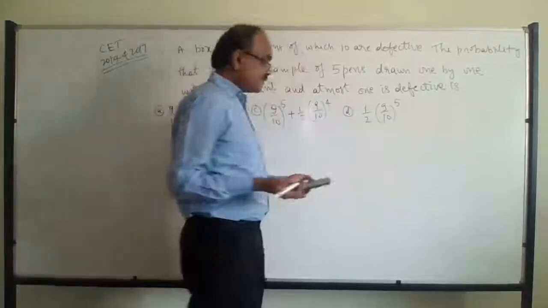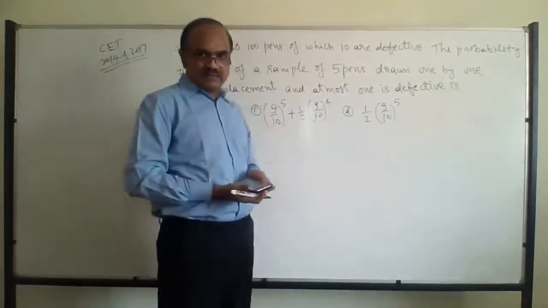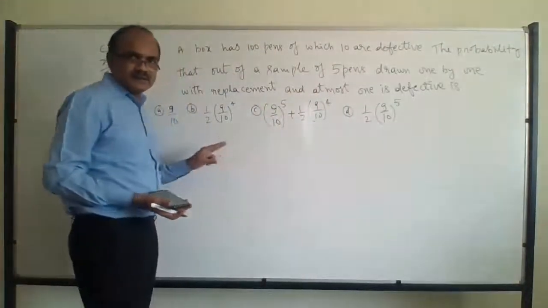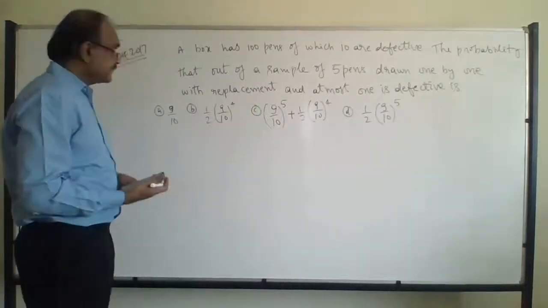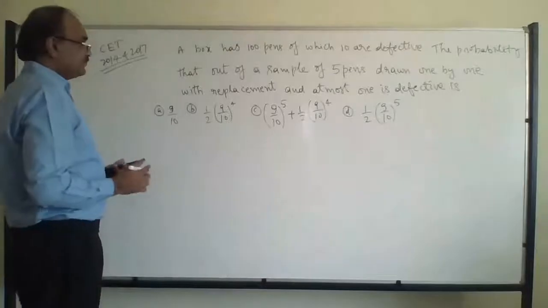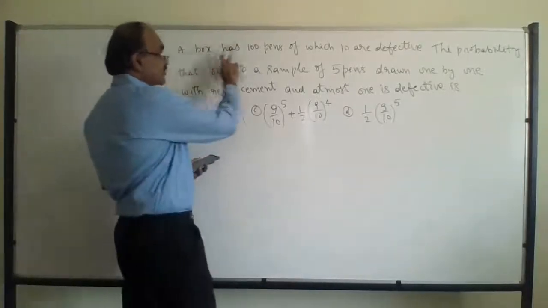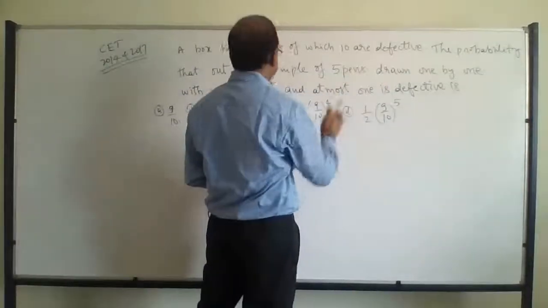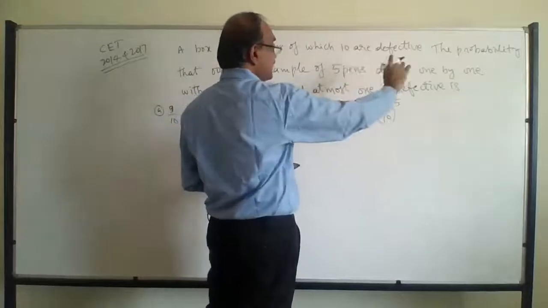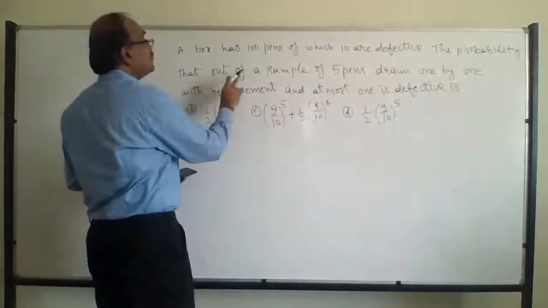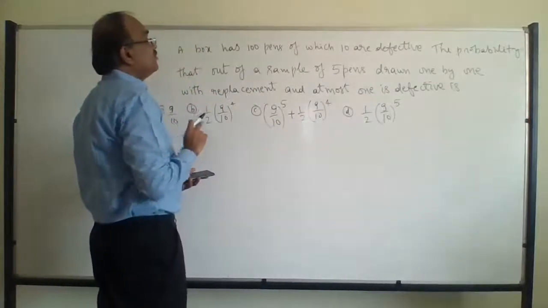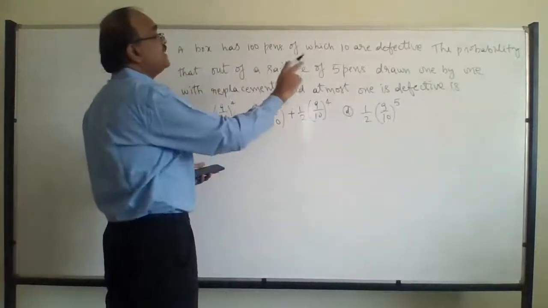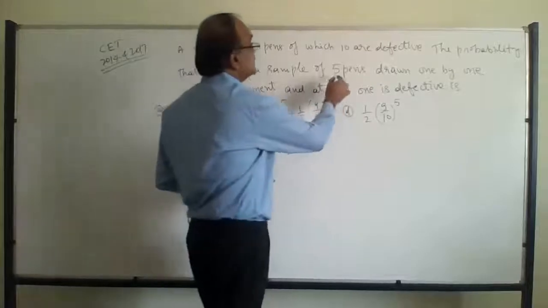I don't see any difference between your CET and board exam. Same question, same thing. Only thing is your steps are not required. Only the answer they are asking. So here also you have to understand the question. A box has 100 pens, out of which 10 are defective. This is not n. Please understand. The n is the probability that out of a sample of 5 pens drawn one by one. So this is your n.